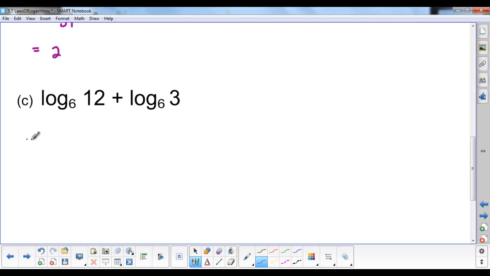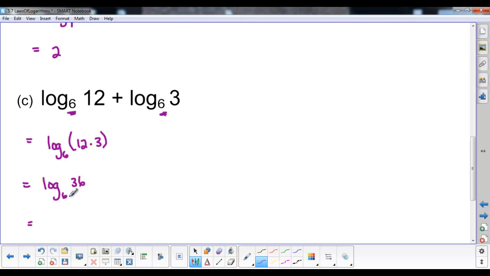Okay, for part C, again, we're adding two logs with the same base, so in this case I'm going to keep the base and then just multiply the arguments together. So this actually ends up being log with base 6 of 36. Now, again, you can rewrite 36 as 6 squared, or you can just say to yourself, well, 6 to the power of what will give me 36? Well, 6 to the power of 2.